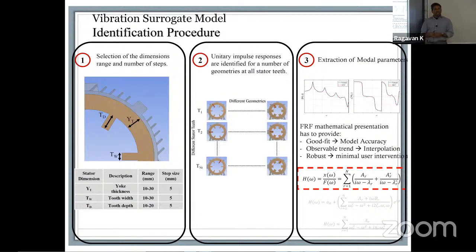So the goal really is we're trying to identify what it is we're trying to do. We're trying to make sure we define our metrics for success. We want to have a good fit. We want to have a trend that is clearly observable, and we want to have a system that is robust. If we change it, people don't have to touch it.